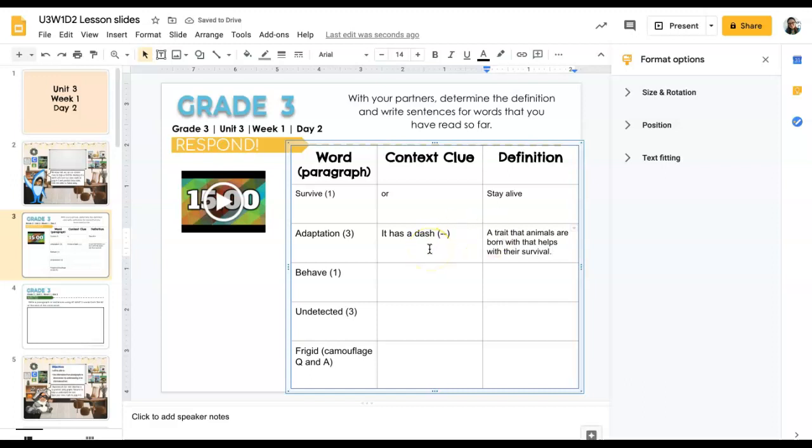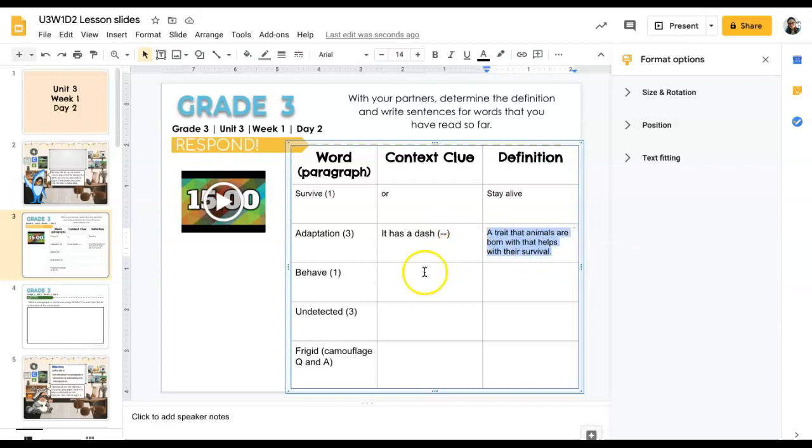Okay, so let's just review real quick. I went to find the word survive, and I noticed that it says it's in paragraph 1. When I annotated, I noticed there was a magic word or, that helped us find the definition of the word survive. And then I typed in the definition that I saw. For adaptation, it was in paragraph number 3. And in that paragraph, it had a dash right next to the word. And after the dash, it had this definition.